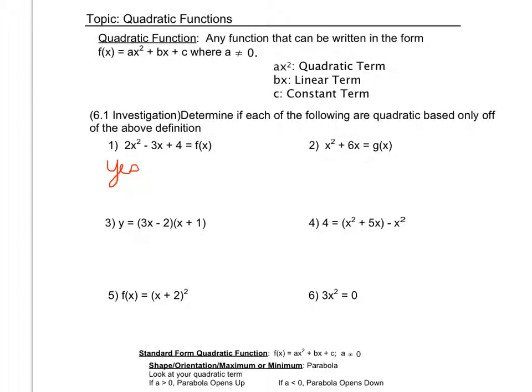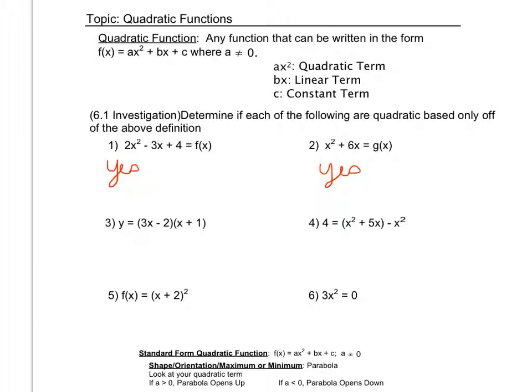Okay, so now let's look at number 2. Let's do the same thing. So I realize there is a quadratic and a linear term, quadratic term being x squared and linear term being 6x. I notice there is no constant term, meaning my constant term is equal to 0. But again, my definition never told me I couldn't have a constant of 0. It just told me I could not have a quadratic term of 0. So since I have the quadratic term, I'm going to go ahead and say yes, this is quadratic.